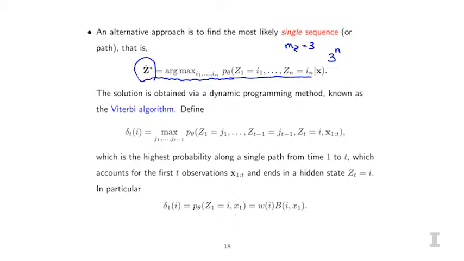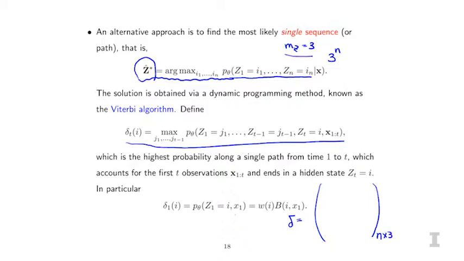First, we're going to define something called delta t sub i. You can think of delta as a matrix where t is the first dimension, so we have n rows, and i ranges over the number of hidden states, which would be 3 if you assume mz is equal to 3. So delta would be an n by 3 matrix. Next, I'll show you how we're going to fill in this delta matrix row by row.